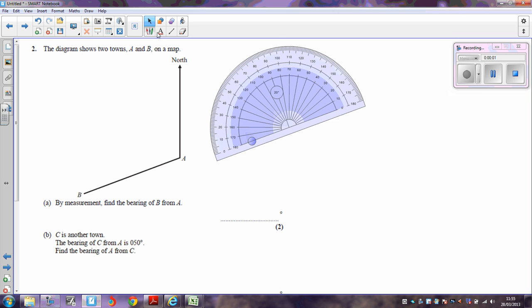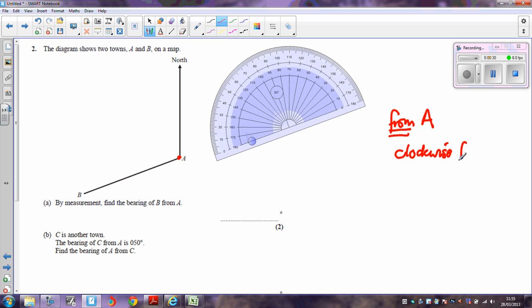Okay, bearings question, and you were asked to find, by measurement, in other words using a protractor, the bearing of B from A. Now, what you've got to realise is that for bearings, that word "from" is quite crucial, because if you're measuring the bearing from A, that means that's where you're going to put your protractor. The north line has to be drawn at A, which it already is, so that's quite nice.